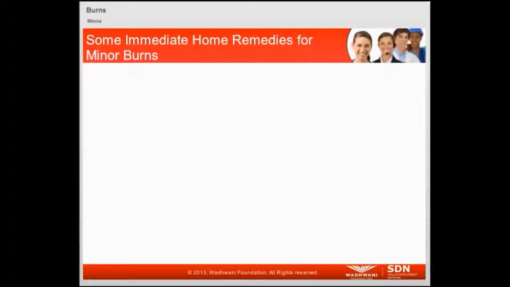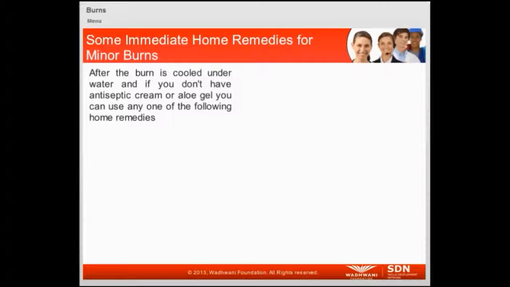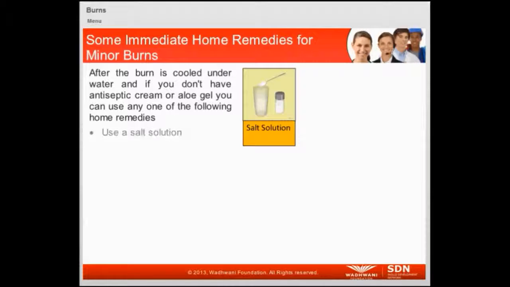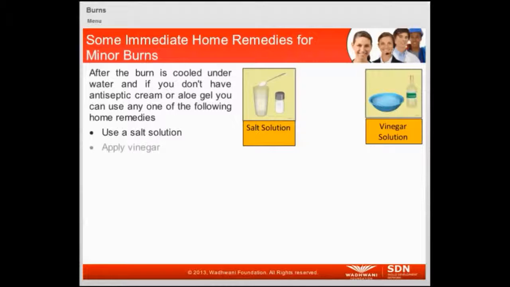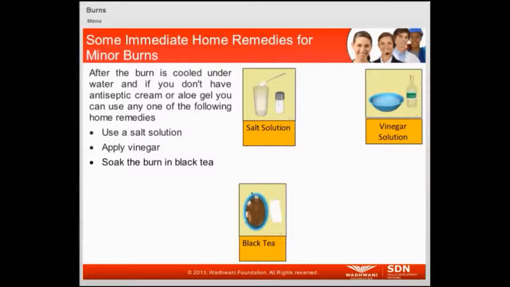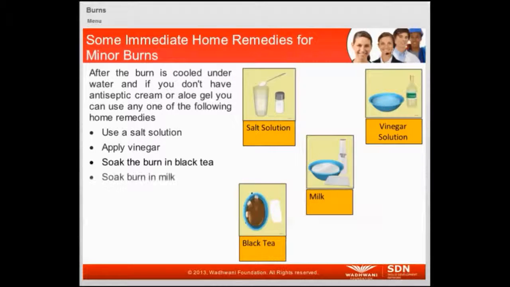Minor burns can happen any time. Let's learn about some immediate home remedies for minor burns. After the burn is cooled under water, and if you don't have antiseptic cream or aloe gel, you can use any of the following home remedies. Use a salt solution, apply vinegar, soak the burn in black tea, soak the burn in milk, apply honey.